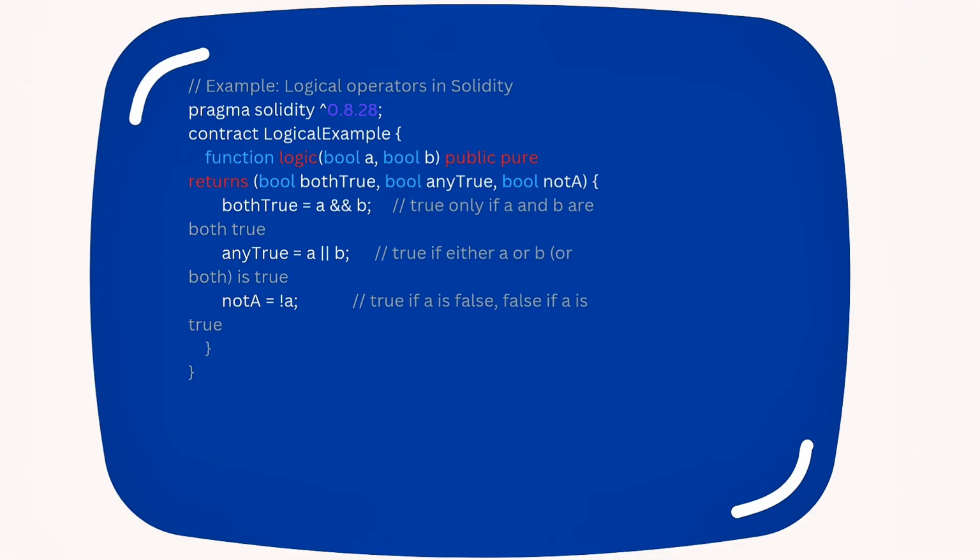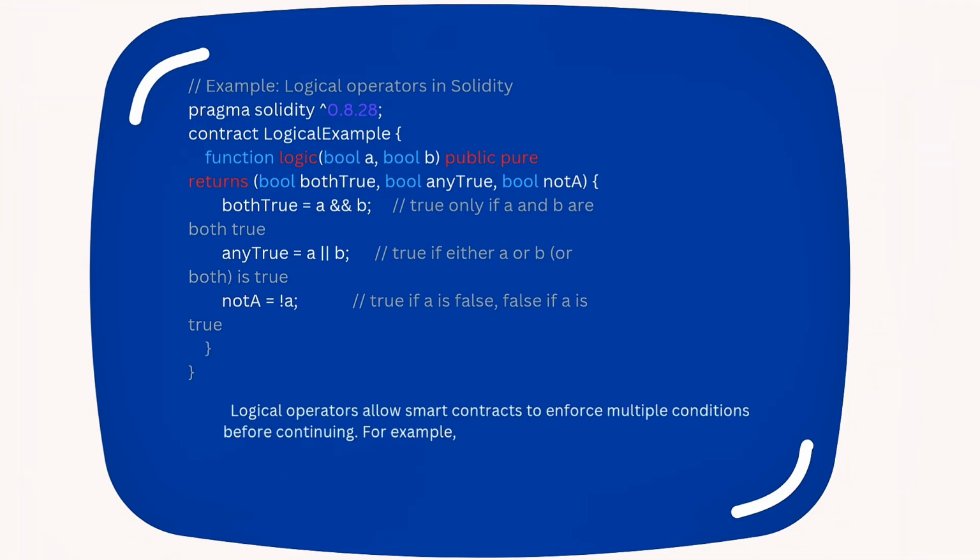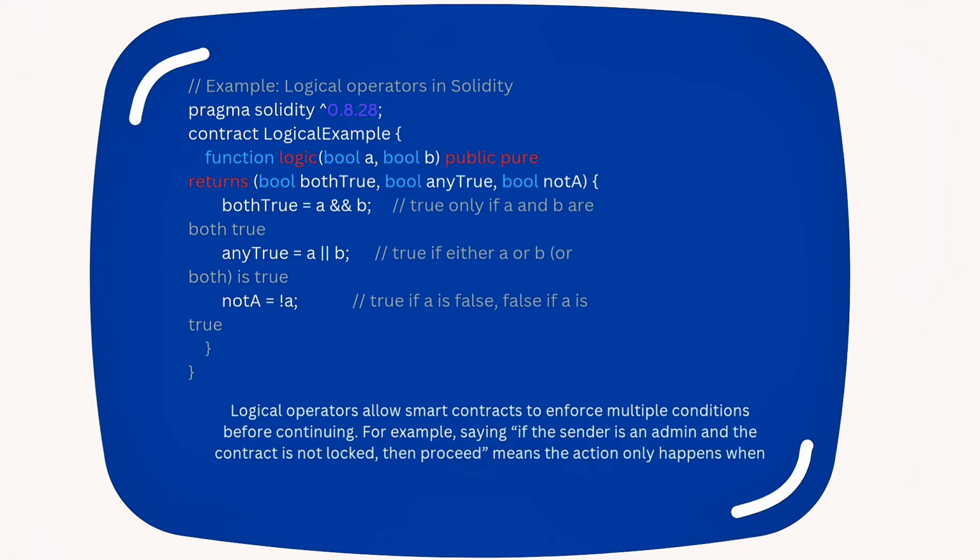And not A is the opposite of true. Logical operators allow smart contracts to enforce multiple conditions before continuing. For example, saying, "if the sender is an admin and the contract is not locked, then proceed" means the action only happens when both conditions are met. The sender must be an admin and the contract must not be locked.